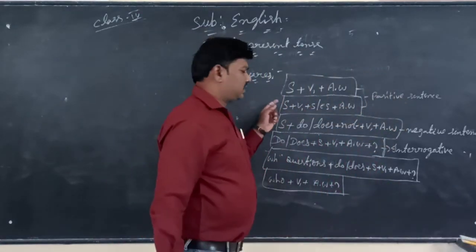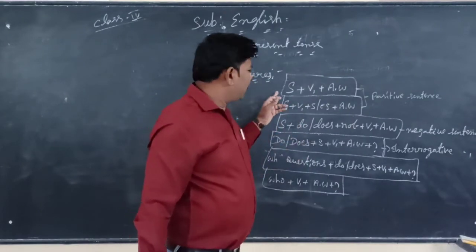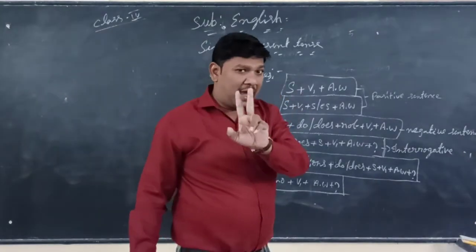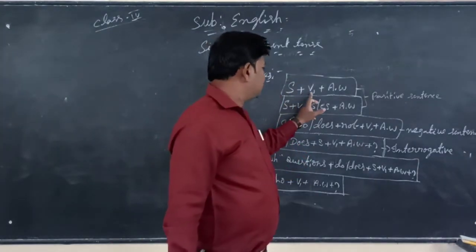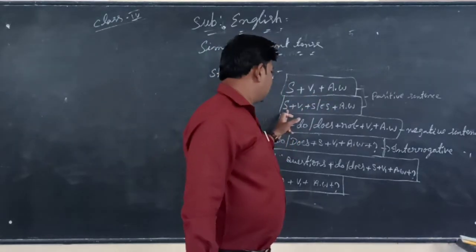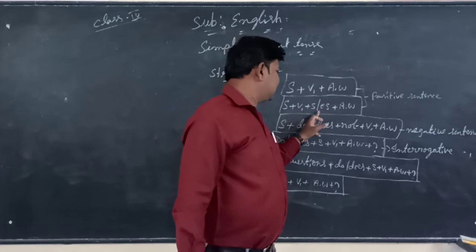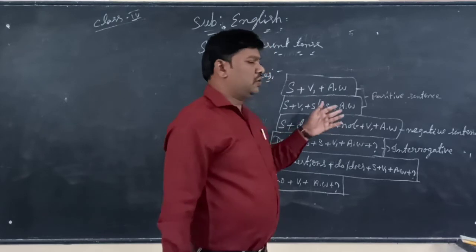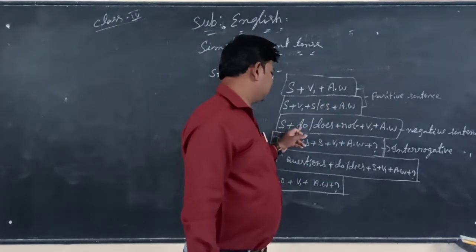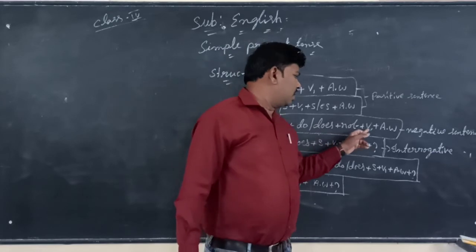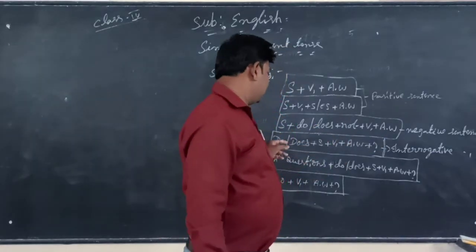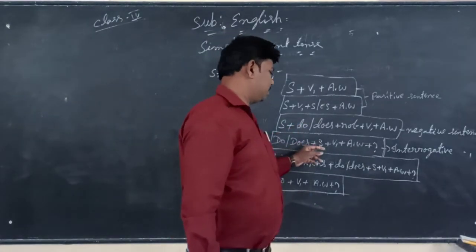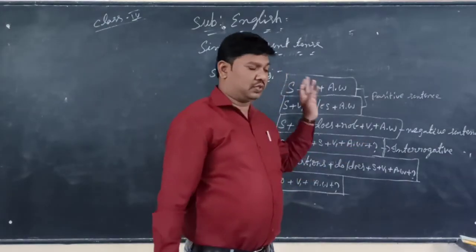So the positive sentence structures, I wrote on the board. What I wrote on the board as structures of simple present tense, the positive sentence structures, I wrote two. One is subject plus V1 plus additional word, and another structure is subject plus V1 plus s or es plus additional word. These are the positive structures. And the negative sentence structure is like this, subject plus do or does plus not plus V1 plus additional word. And to make an interrogative sentence, the structure is do or does plus subject plus V1 plus additional word plus question mark.